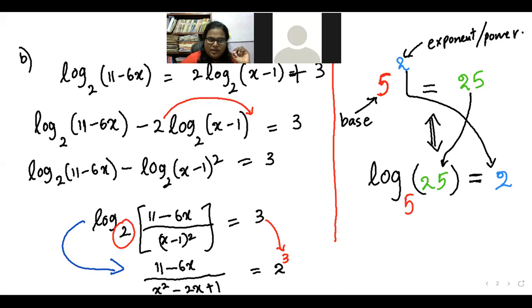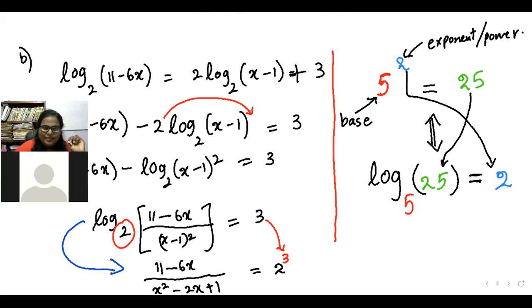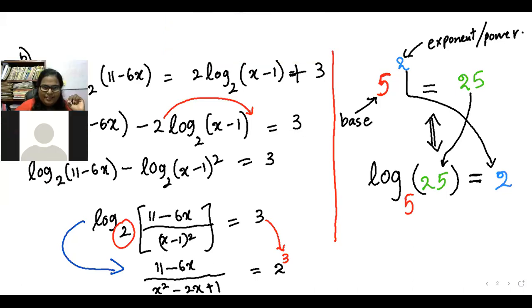Did you get this one now, Sajida? Okay, then someone asked to write the subsets of 3, 5.